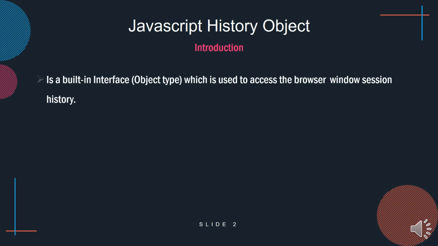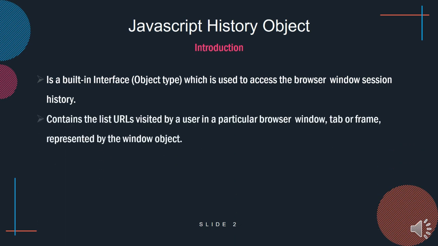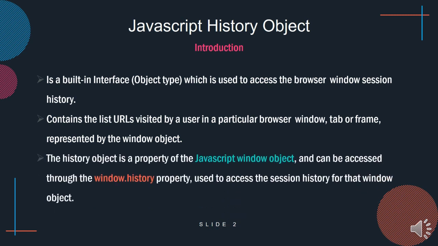JavaScript history is a built-in interface, an object type which is used to access the browser window session history. It contains the list of URLs visited by a user in a particular browser window, tab, or frame represented by the window object. The history object is a property of the JavaScript window object and can be accessed through the window.history property, used to access the session history for that window object.